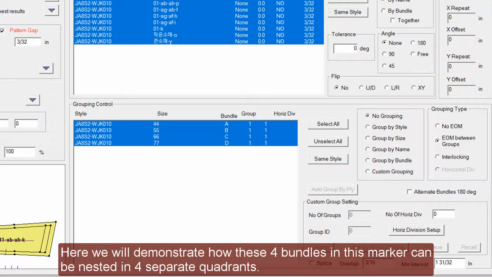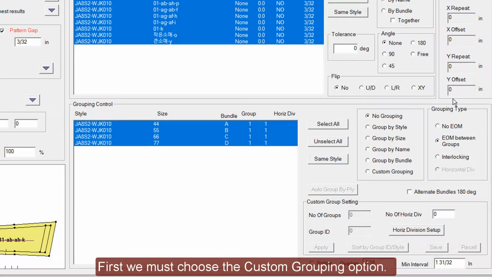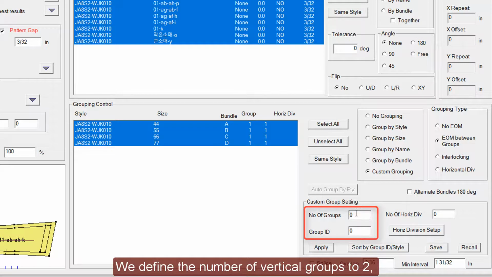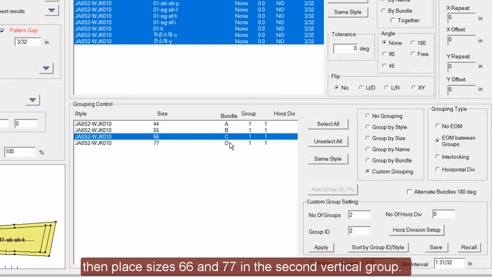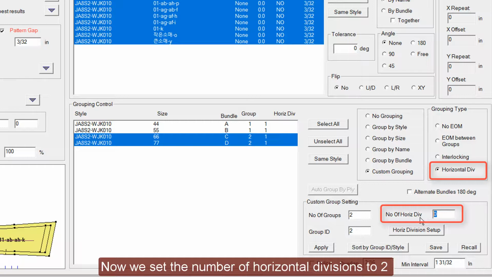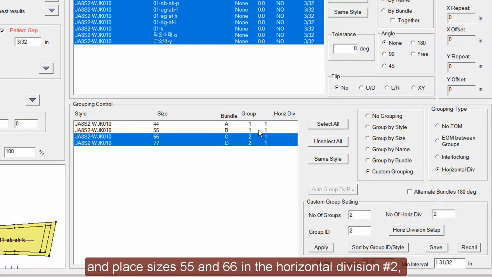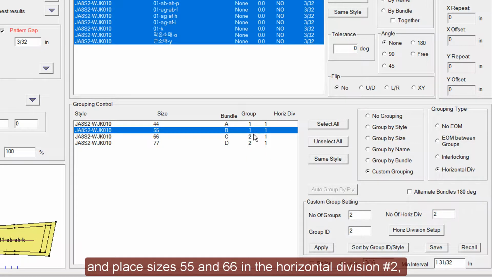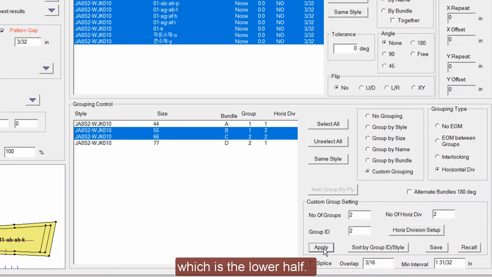Here we will demonstrate how these four bundles in this marker can be nested in four separate quadrants. First, we must choose the custom grouping option. We define the number of vertical groups to 2, then place sizes 66 and 77 in the second vertical group. Now we set the number of horizontal divisions to 2 and place sizes 55 and 66 in the horizontal division number 2, which is the lower half.